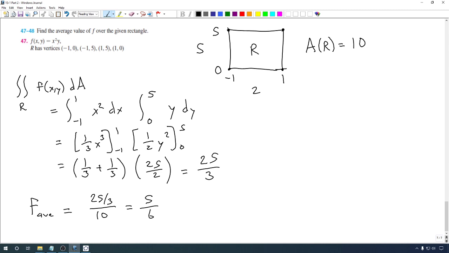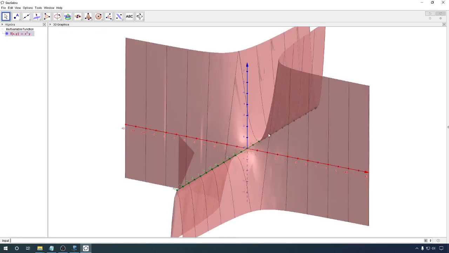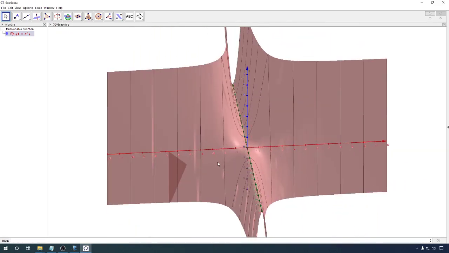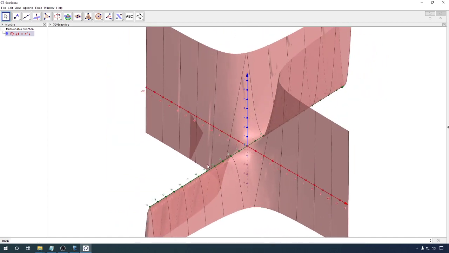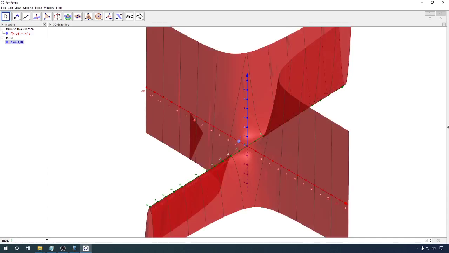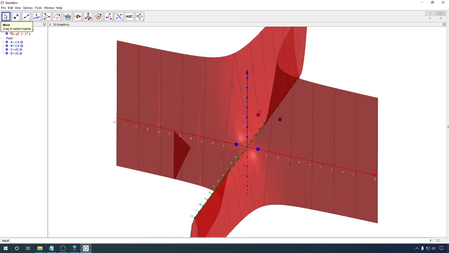Let's go ahead and actually plot this and see how they compare. So I'm going to go ahead and put in my function, f of x, y is x squared y. That's this surface here. Of course, we don't really care about the entire surface. We're only going to care about the part that's in our rectangle. So our rectangle is -1, 0, -1, 5, 1, 5, and 1, 0. Those were the 3 points that they gave us.